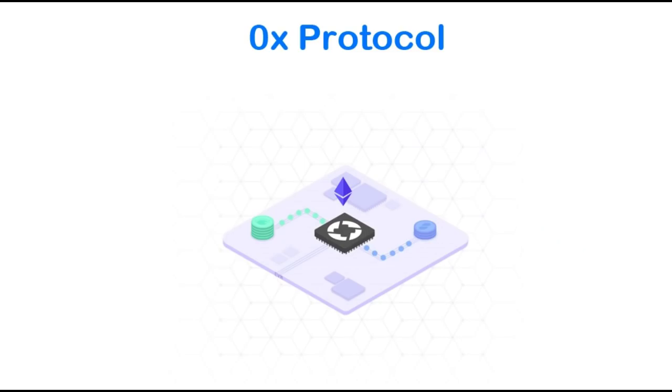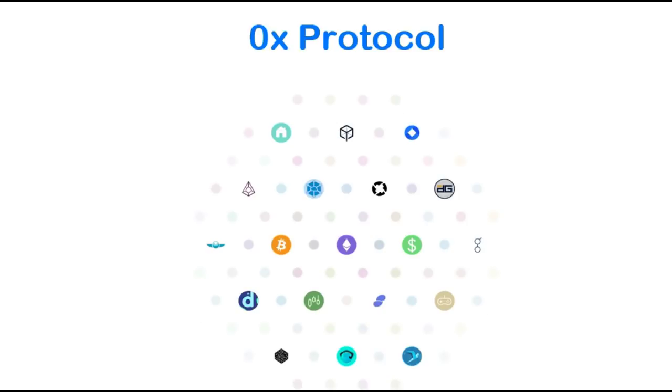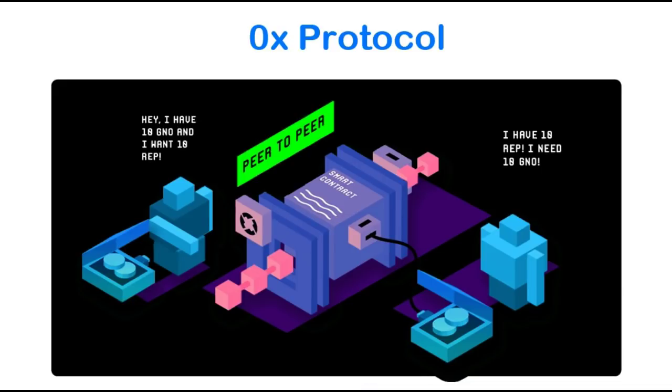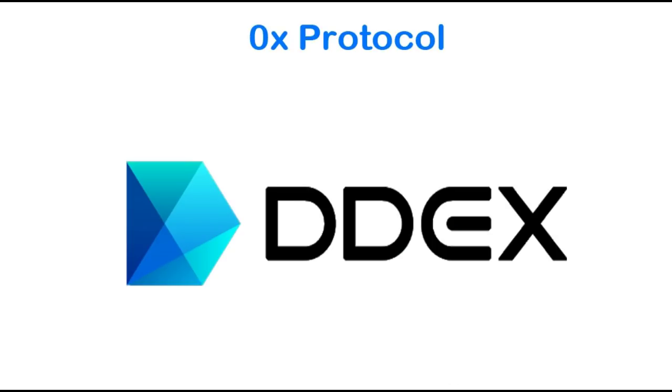0x is an open, permissionless protocol allowing for ERC-20 tokens to be traded on the Ethereum blockchain. In the 0x protocol, orders are transported off-chain, massively reducing the gas cost and eliminating the blockchain bloat. Relayers help broadcast orders and facilitate a trade, and that's where DDEX comes in.